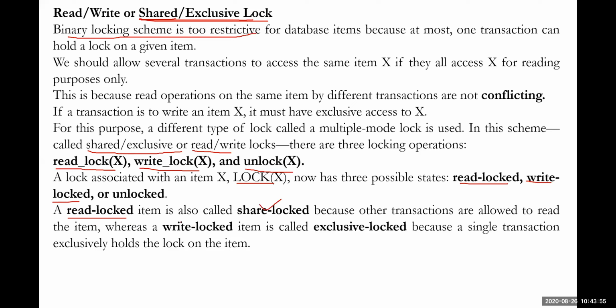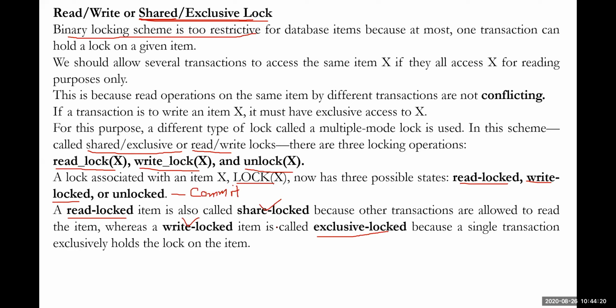Write lock is practically called an exclusive lock. Of course, unlock is always specified by commit. If you operate a commit, all locks, everything will be released. Okay, so to operate these read, write, and unlocks, what are the rules and regulations to be followed?